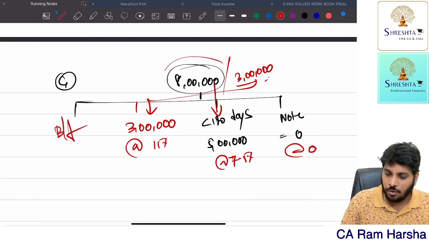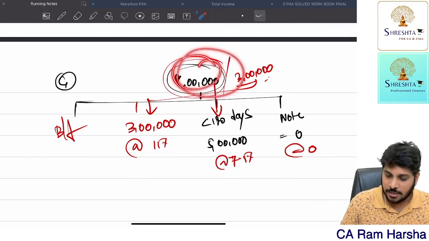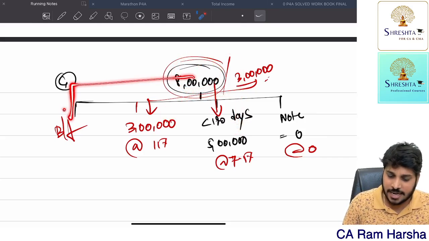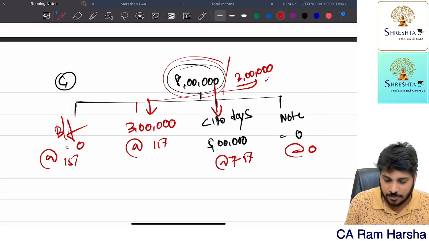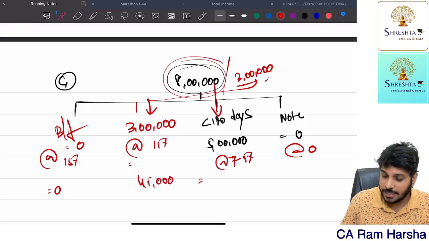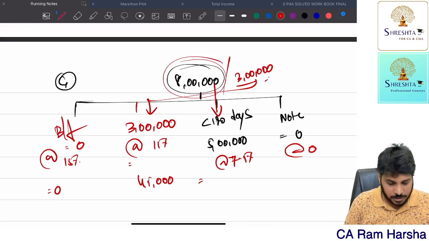Is there any balancing figure by the way? So out of 8 lakhs, 5 lakhs allocated here, 3 lakhs allocated here. So 8 lakhs completely allocated. Is there any value left? 0. So the balancing figure is 0 at full rate, which is 15%. So depreciation 0. Here it is 45,000 rupees. Here it is 5 lakhs into 7.5%.